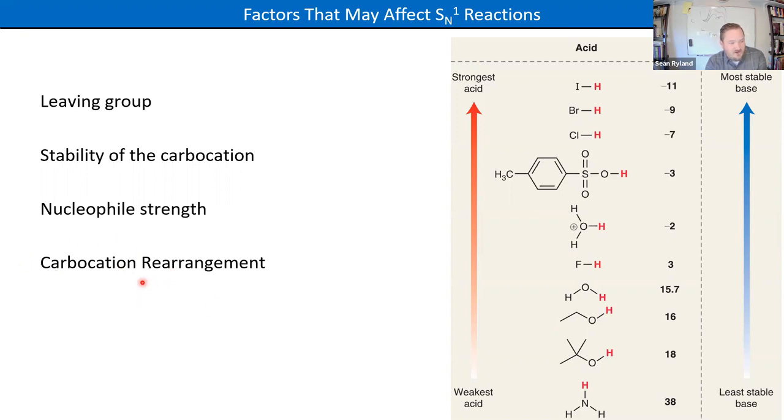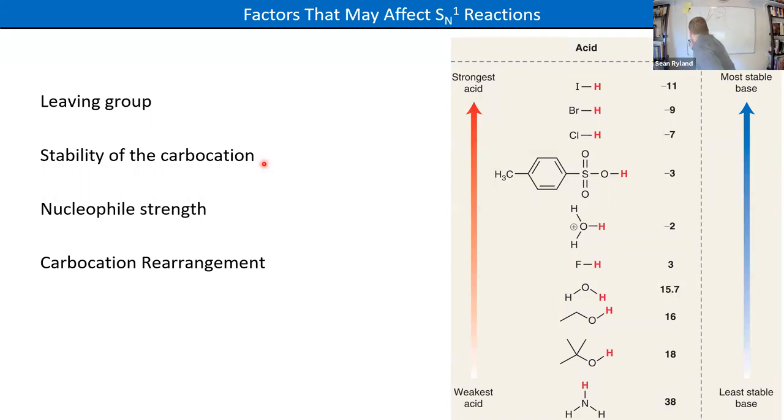The last factor here is: is there a better way to do things? Even if your carbocation is only going to be secondary, then we had to worry about SN1 versus SN2. But if we can rearrange the carbocation to make something more stable, that's going to favor going through that two-step reaction. Because if your leaving group leaves and then all of a sudden you can make things more stable, the molecule will tend to do that.